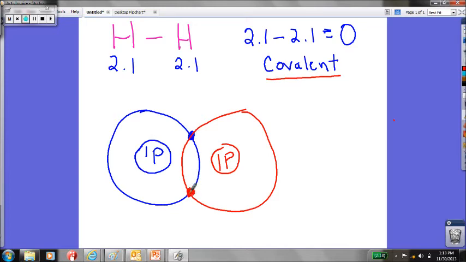It has the blue electron, it has the red electron. The red hydrogen atom also has 2 electrons in its valence shell. It has the blue electron, it has the red electron. So by sharing an electron with each other, they're able to complete their valence shells, and now they're happy because they've achieved a lower energy state than they had before.